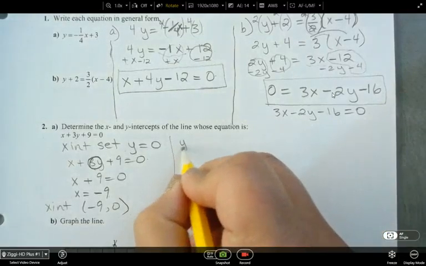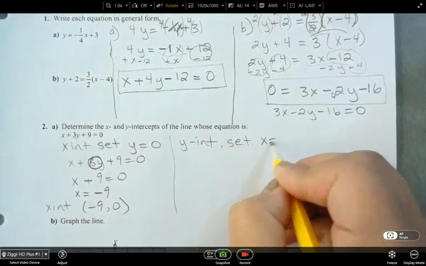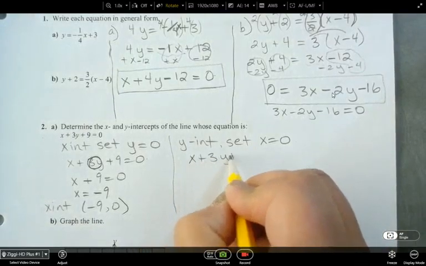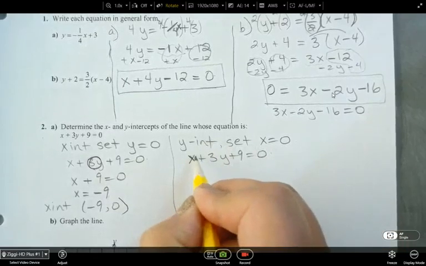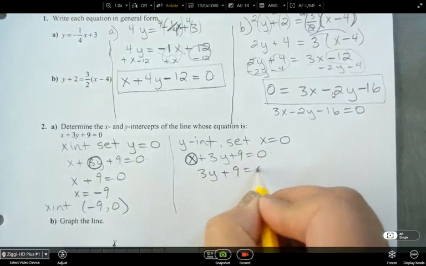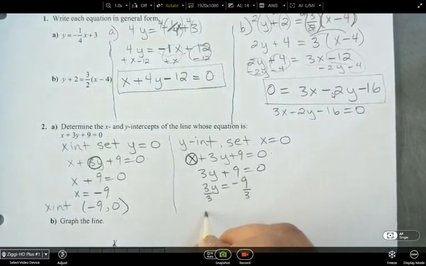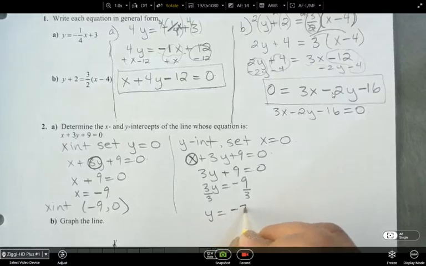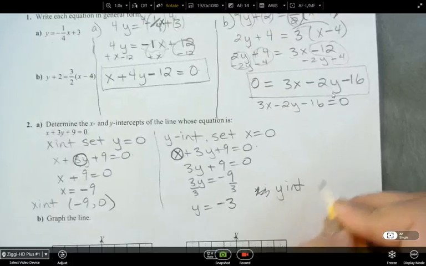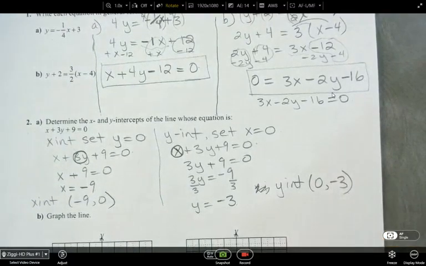Now let's look at my y-intercept. So what do I do? I set x equal to 0. Okay, so let's write down the original question. And then what happens to this x? It's 0. So I'm left with 3y plus 9 equals 0. 3y equals negative 9. Divide both sides by 3. y equals negative 3. What's my x-intercept? Oh, sorry, what's my y-intercept? 0, comma, negative 3.